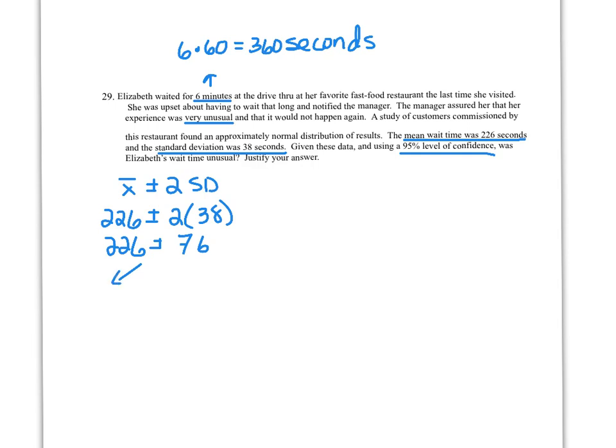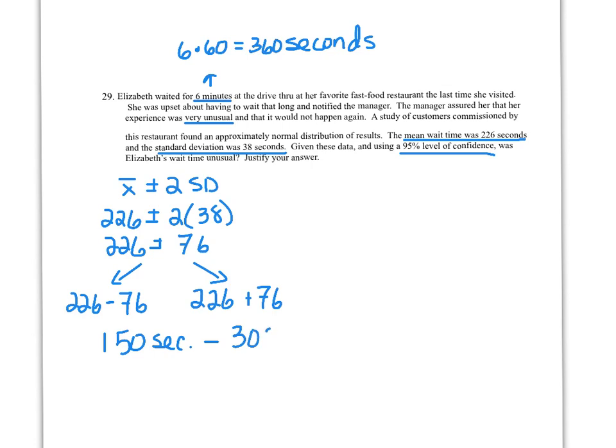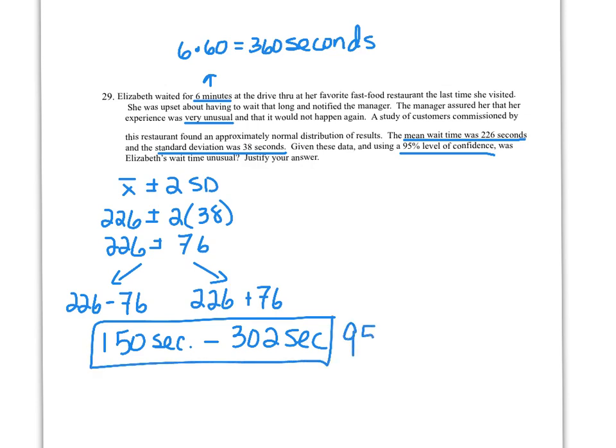All right, so let's make an interval. On the left, I'm going to do 226 minus 76. And on the right side here, I'm going to do 226 plus 76. So I end up with 150 here, and that would be seconds. And on the right-hand side here, when I add 226 plus 76, I get 302 seconds. Okay, so this interval right here is the 95% confidence interval.